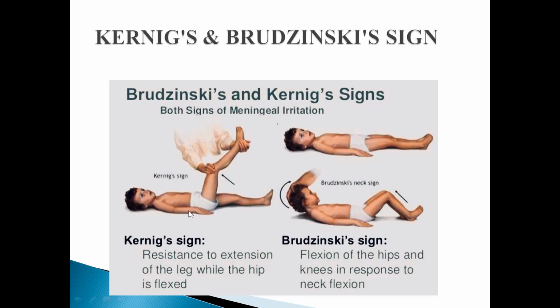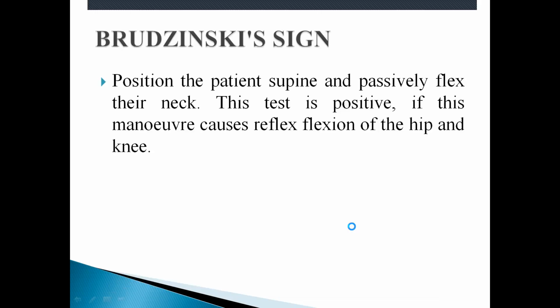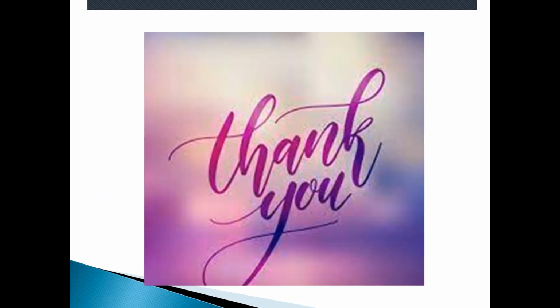This is KERNIG'S sign where there's a resistance to extension of the leg while the hip is flexed, an inability to extend the knee beyond 135 degrees. And this is BRUDZINSKI'S sign where the slight forward flexion of the neck causes hip and knee flexion. That's it with the tests for meningitis.